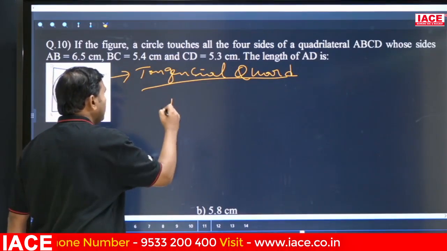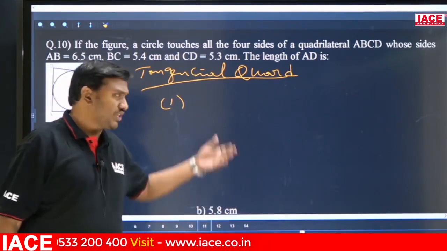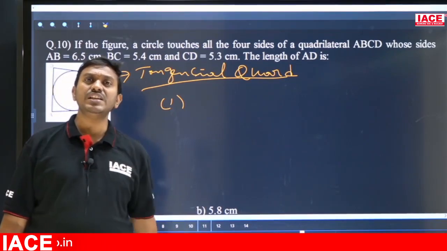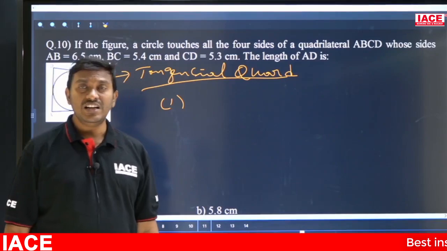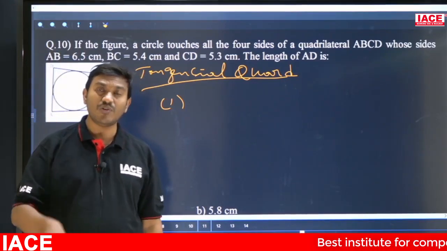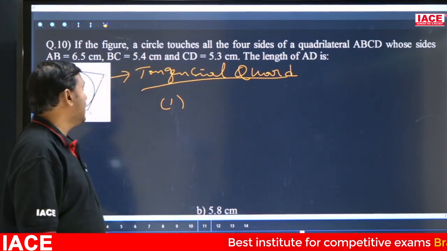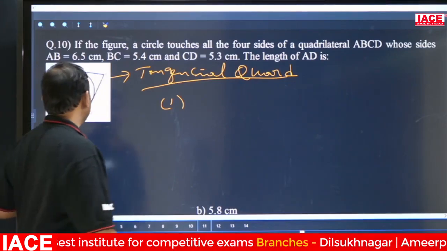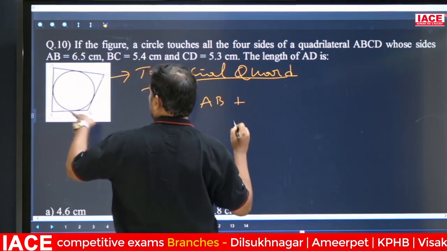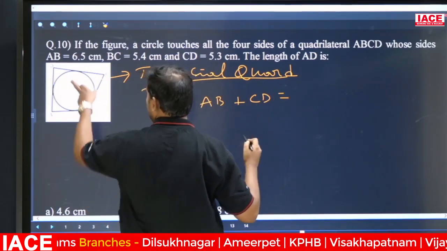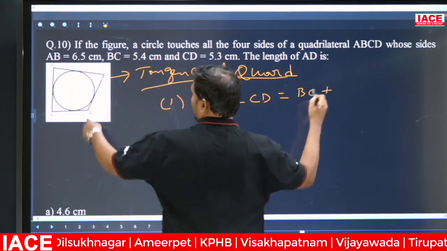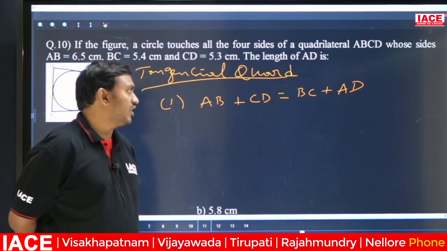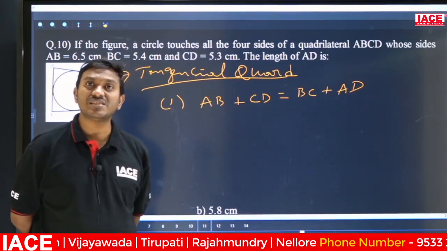Out of these, one question is given with a tangential quadrilateral. So in a tangential quadrilateral, what are the points we discussed? Let us recall. What is the point we will use finally? For a tangential quadrilateral, the first point is that the sums of the opposite sides are equal. That means AB plus CD equals BC plus AD. This is the first point. If a tangential quadrilateral is drawn, then the sums of the opposite sides are equal.